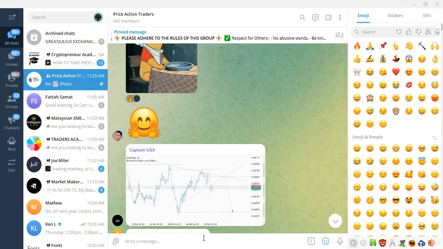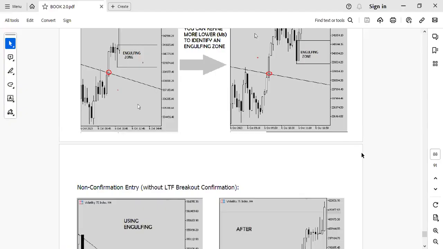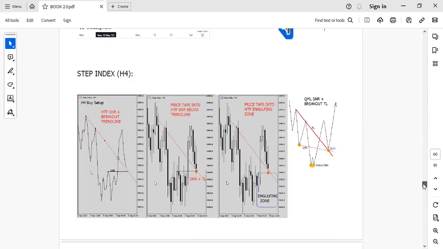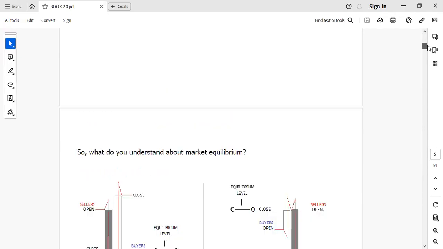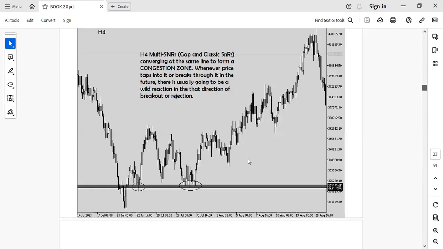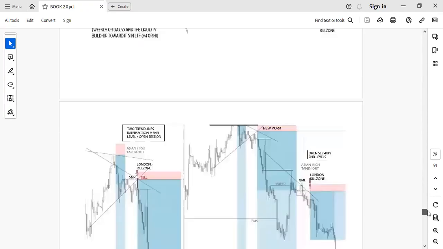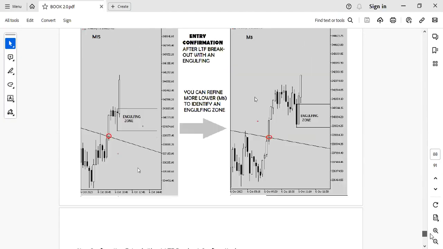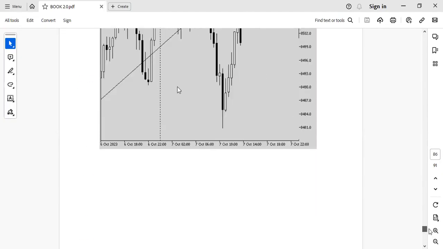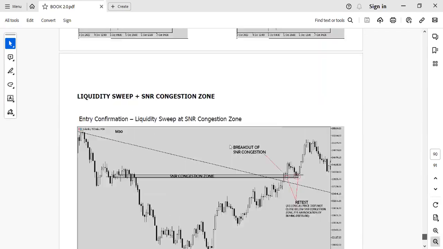This is the manual, packed with three patterns. Most importantly, I give the trendline breakout as a bonus here.